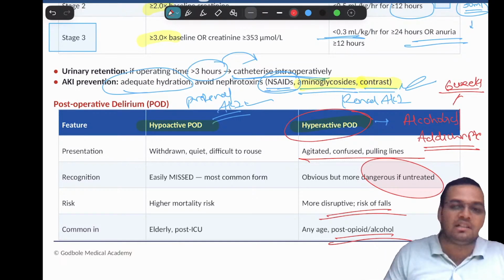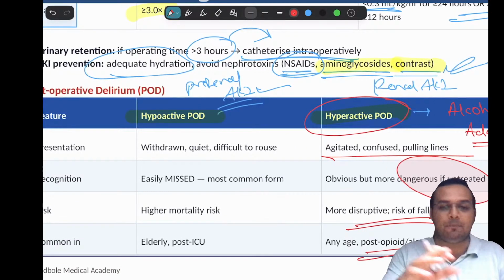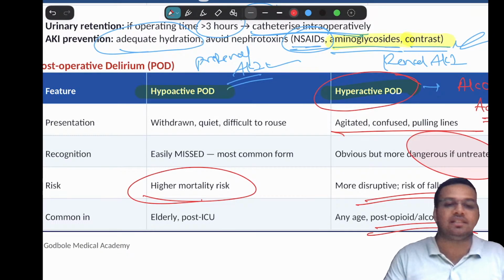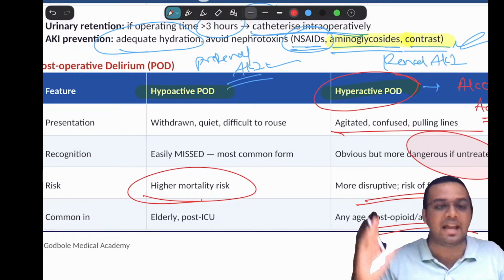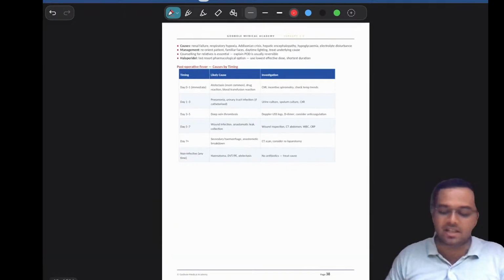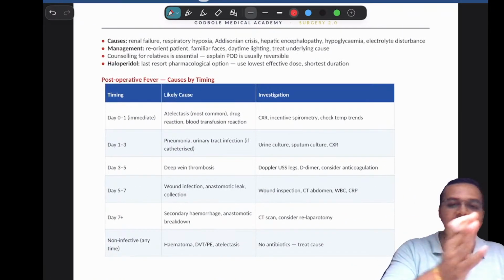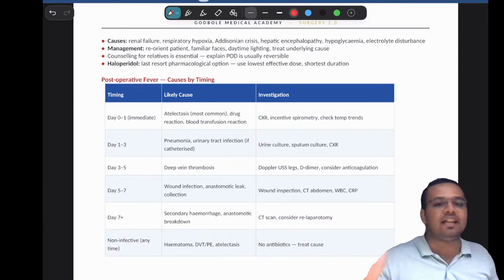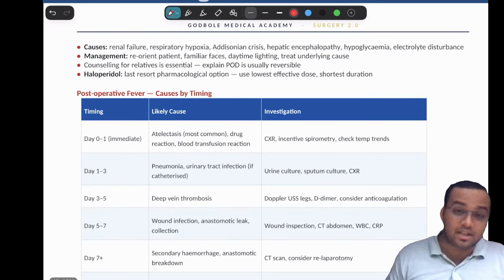And hypoactive delirium is predominantly seen in patients with hypothyroidism and old age patients, because they have a higher mortality risk. These patients can be bedridden for a long period of time. So that is the reason you should have a thorough mental examination before taking any patient to the OT, at least when you know that the patient is alcoholic or of advanced age, like more than 75 or 80.